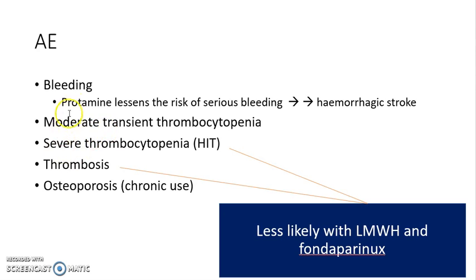Adverse effects are bleeding. Protamine, which we know is a base, lessens the risk of serious bleeding, which can lead to hemorrhagic stroke. And then we might have transient thrombocytopenia. In an unfortunate condition, you might get severe thrombocytopenia. So this is very unfortunate. You have this thrombosis and also osteoporosis with chronic use.